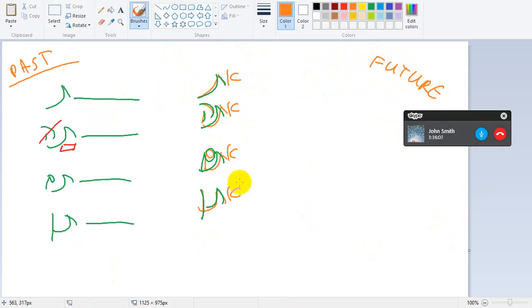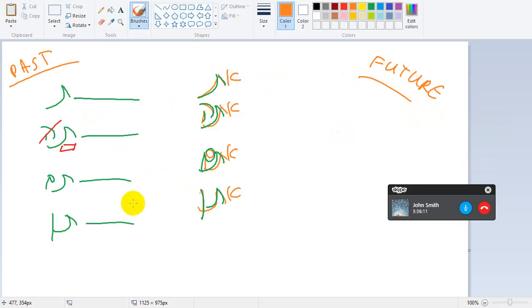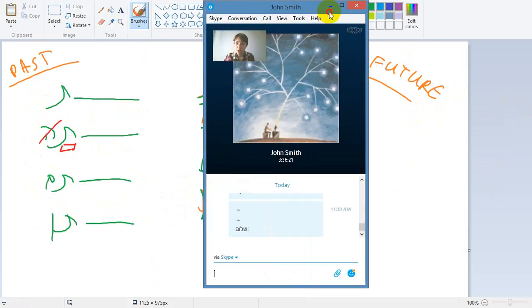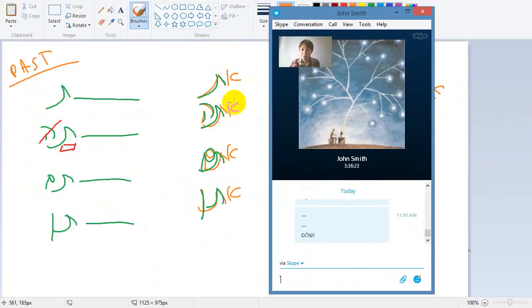Future for at, ata, atem, aten. Now, for the past, we took the last letter and we put it at the end to get the past, as always. Past is last letter. Future, we take the first letter. Look at the first letter.